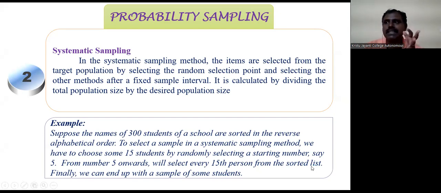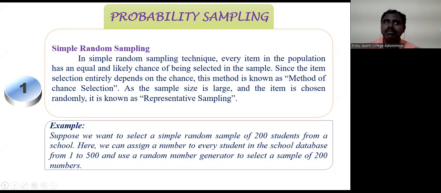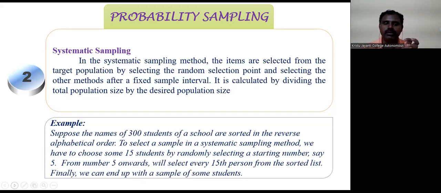So first you selected the number 5. From the 5, you are going to select the next 15. That is called systematic sampling. So you are following certain procedures in order to select the sample. But in the case of simple random sampling, what we did is randomly pick the people. From 1 to 500, you assign the numbers and randomly pick. You are not going to follow any procedure. But in systematic sampling, you are going to select from 5, every 15th person. That is called systematic sampling.